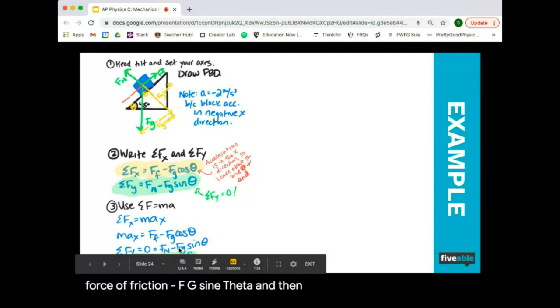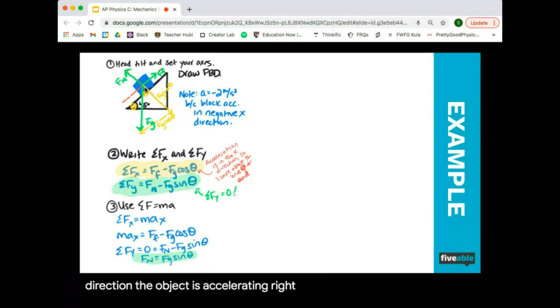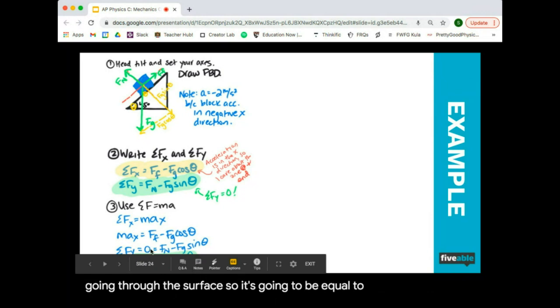And then we're going to flip-flop this, right? So the sum of forces in the y direction is going to be 0 because in the y direction, the object isn't accelerating, right? It's not like floating into the air or going through the surface. So it's going to be equal to 0. And this is going to be equal to normal force minus Fg cosine theta.